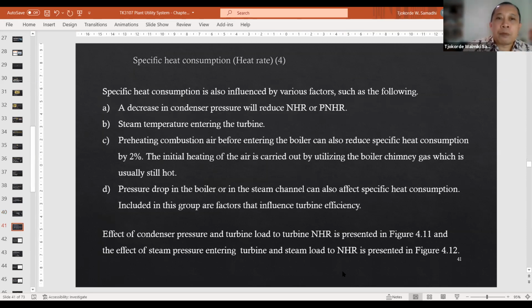Okay, now let me move on. If you guys have any questions, just feel free to interrupt me. All right. Specific heat consumption.